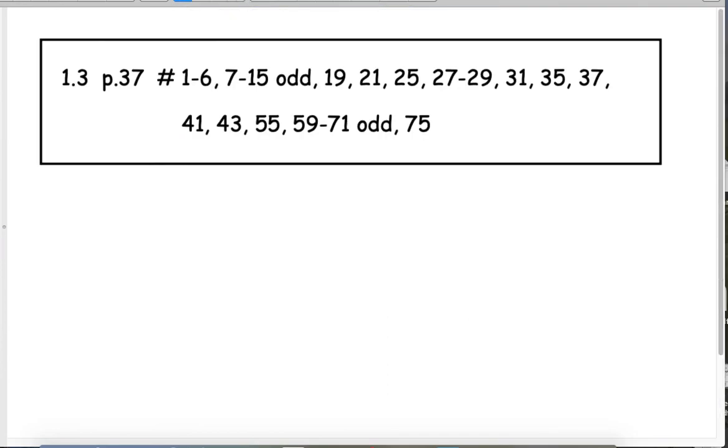And so here's your assignment. Even though it seems like there's a ton of problems, a lot of them are very quick. You just look at them, write the answer, and move on. So it shouldn't take you too much time.